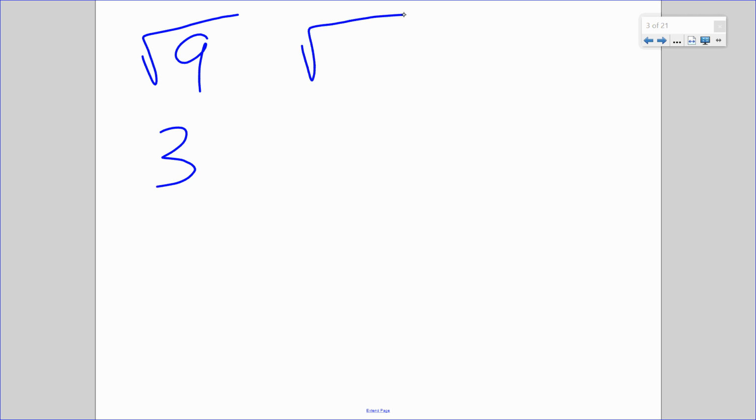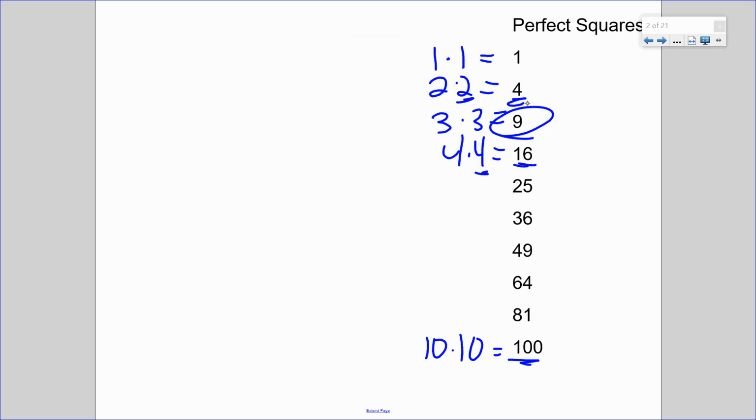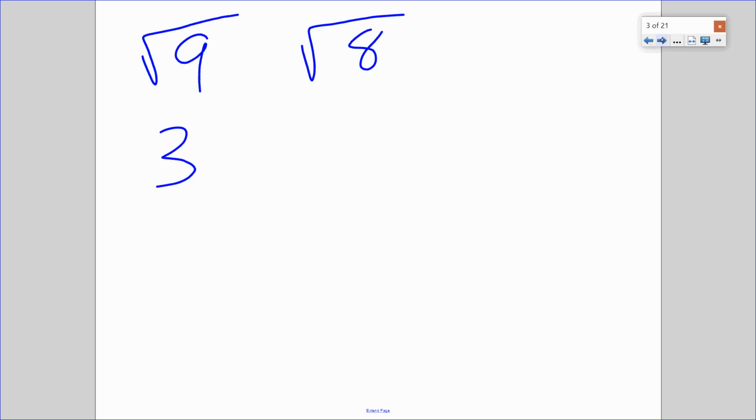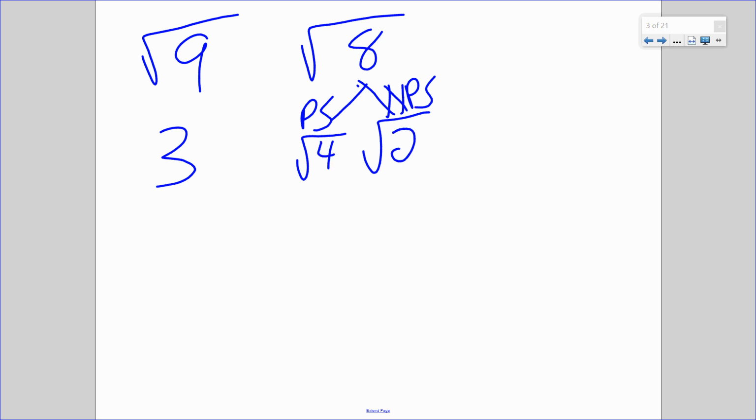Now, let's say I had radical 8. Since 8 is not on my list, I need to find the largest perfect square that goes into it. So, it can't be bigger than 8, so 8 would fall here. Can I divide 8 by 4? Yes. So, I'm going to break it down into perfect squares and non-perfect squares. The largest number on that list that goes into 8 is 4, and 4 times 2 is 8.